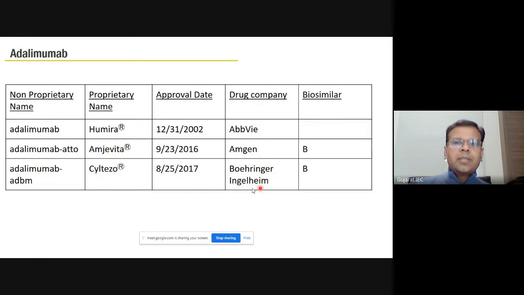So just summarizing about adalimumab. Humira, which is the reference drug, was approved in 2002, and the other drugs from Amgen or Boehringer Ingelheim are typically biosimilar to the innovator of Abevir, that is Humira.